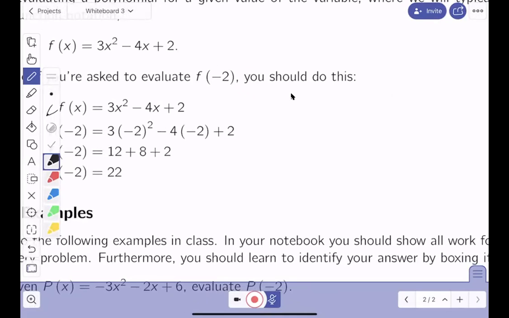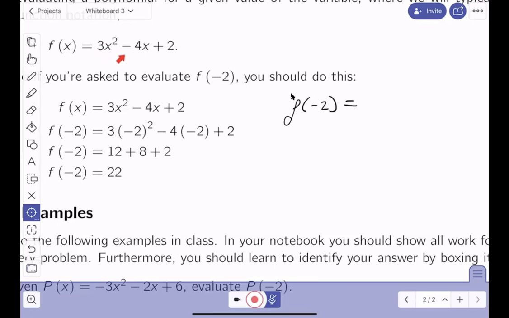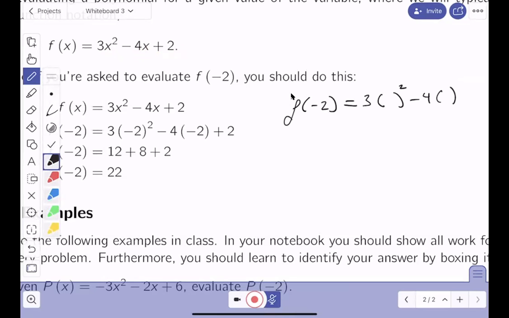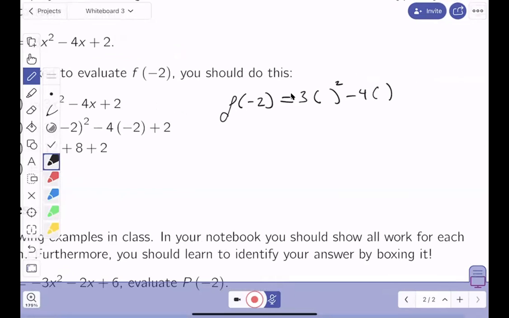Well, I'm going to write this down. F of X, what's X? Minus 2. Again, I'm looking at this over here. What I recommend you do is parenthesize the variable in the problem. And I'll do that right now. So 3, there's a variable here, squared, minus 4, a variable plus 2. That's the first thing I'd recommend you do. The next thing I'd recommend you do is just plug in the value of that variable, and that's minus 2.